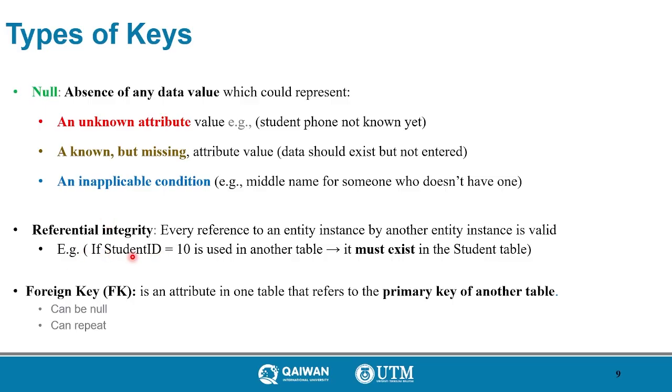What does it mean? If a student ID is used in another table, it must exist in the student table. For example, I have a student table and I have a course registration table. If in that course registration table we use student ID number 10, it is a must we have that student ID 10 in the student table. Now, a foreign key or FK is an attribute in one table referred to the primary key of another table. Can be null, can be repeated. No problem with the foreign key.